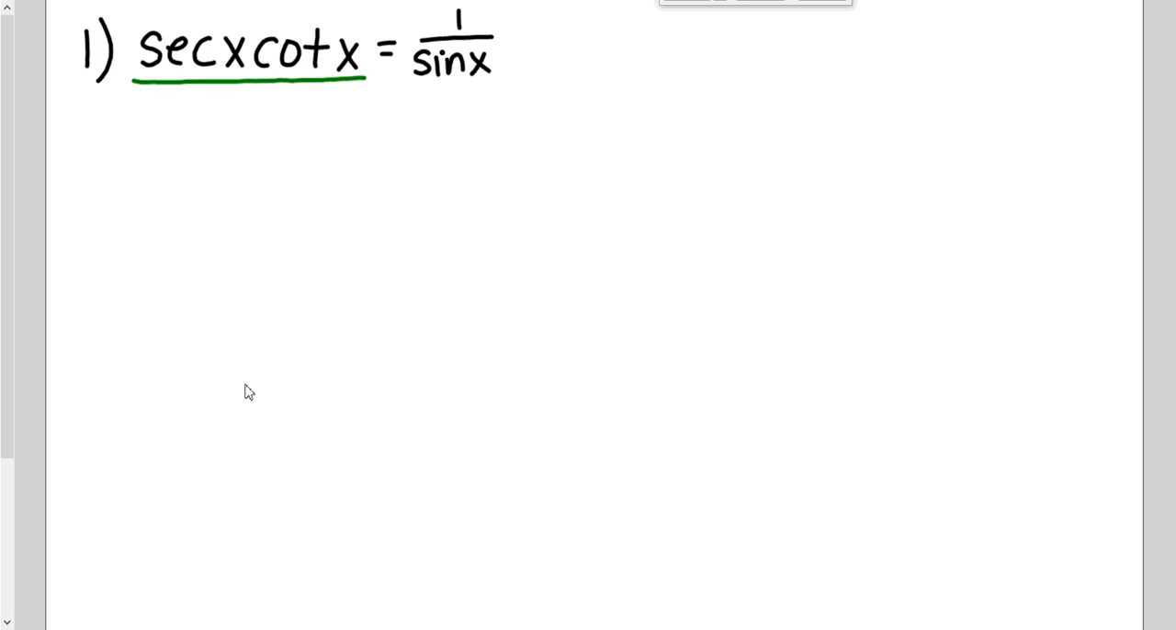So the first thing I'm going to do is try to get rid of secant and cotangent because I don't like them. They're not invited to my party, if those of you who were in 8th period remember that. Okay. So secant x can be rewritten as 1 over cosine x, and cotangent x can be rewritten as cosine x over sine x.